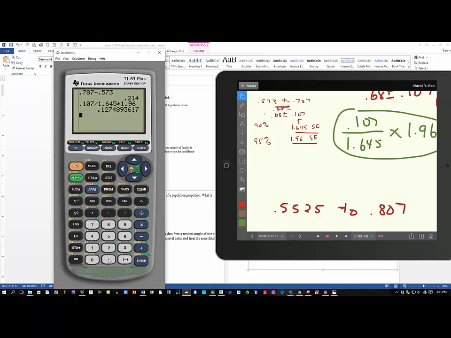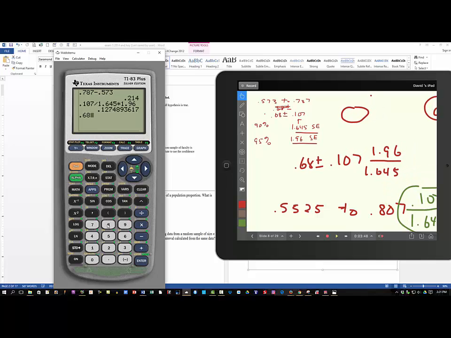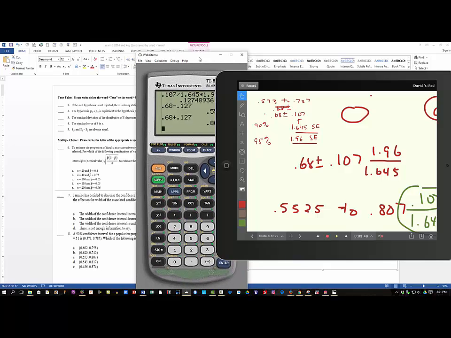0.68, and then add and subtract that 0.127. So I'm just going to subtract 0.127, and then I'm going to second enter and change that to a plus sign. And so our answer should be 0.553 to 0.807, and that is our answer. It's C.